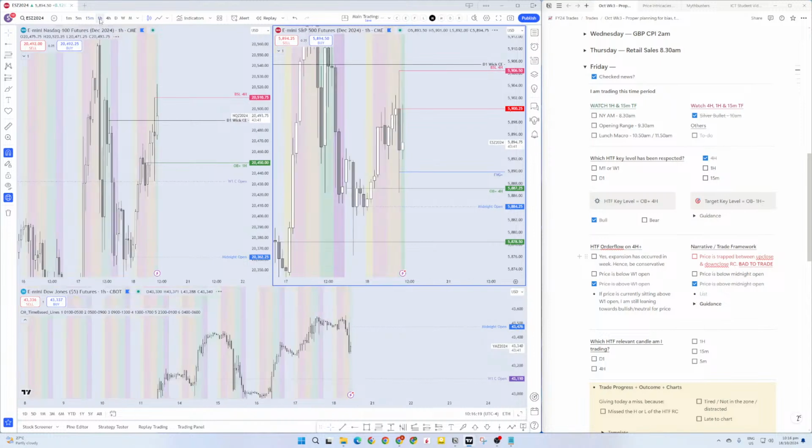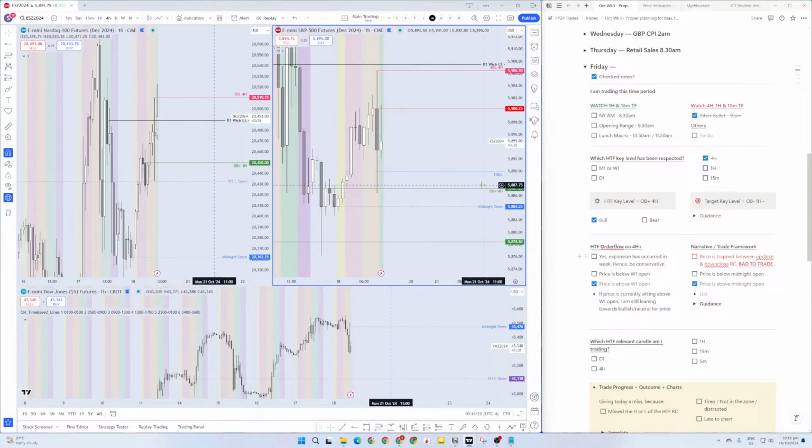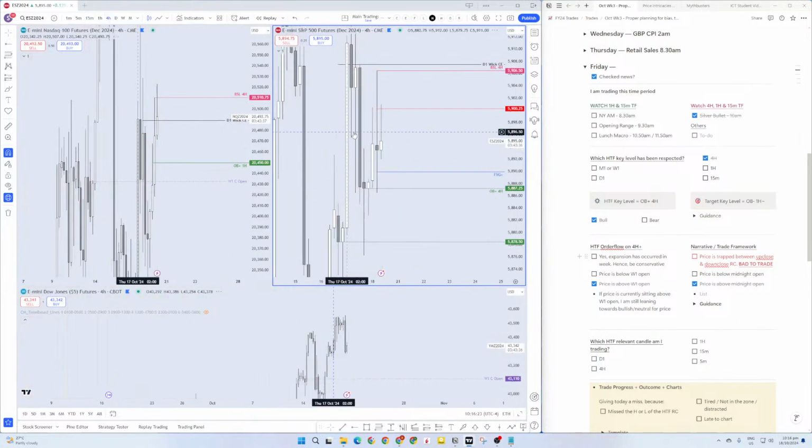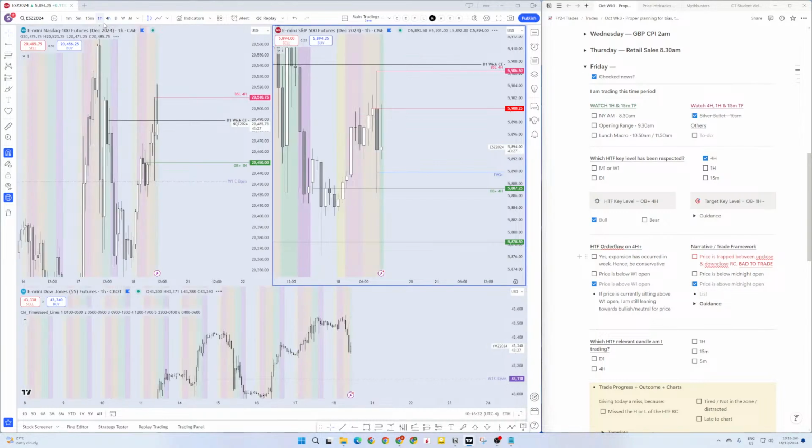Okay, let's do a quick check. So this is a 4-hour level. I wouldn't look at a 4-hour level with a 4-hour candle. Nope, I'm not going to say this is the relevant candle right now. In fact, I will say this is a 4-hour level, so I will drop down to a time frame that is lower than 4 hour. So what is lower than 4 hour?